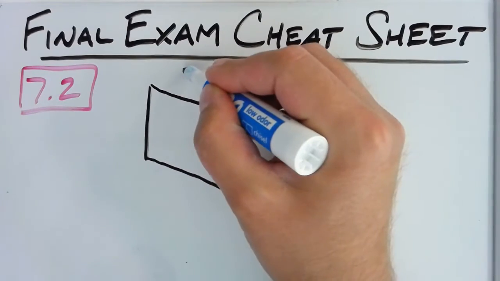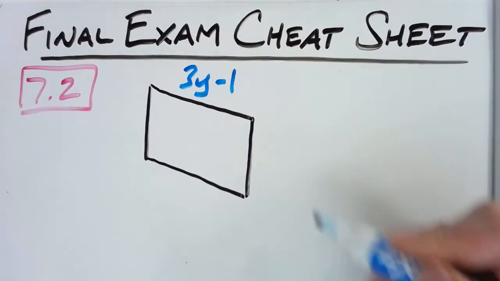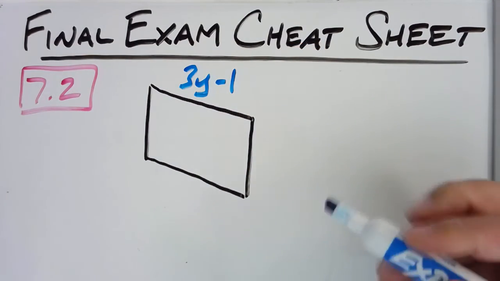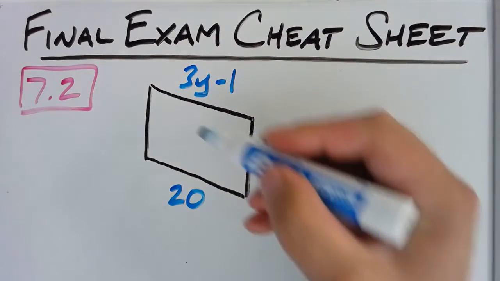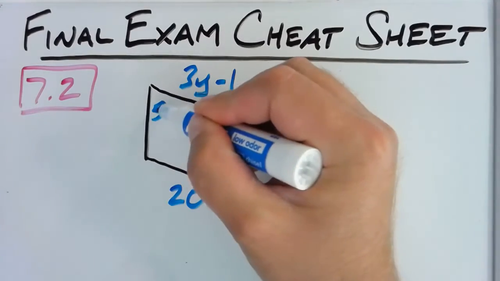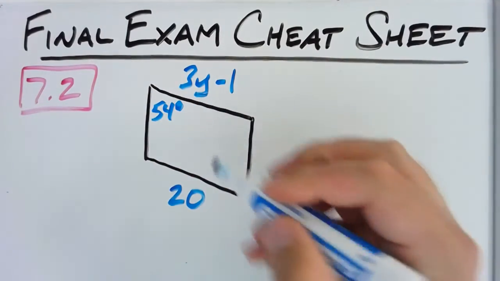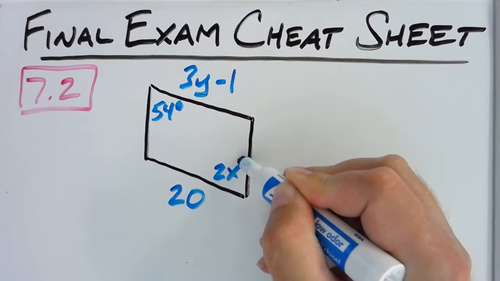So, for instance, in this diagram, we're told that this length up here on the top is 3y minus 1 units, whereas on the bottom, it's 20 units long. And then we're also given some degree measurements here. We're told that this upper left corner is 54 degrees, and this lower right corner is 2x degrees.